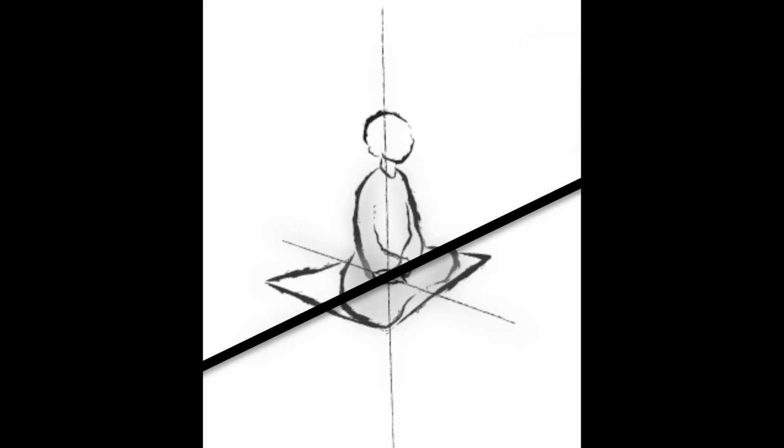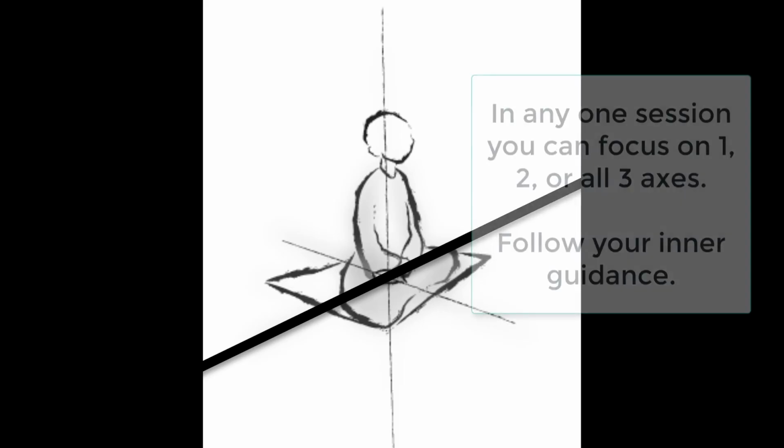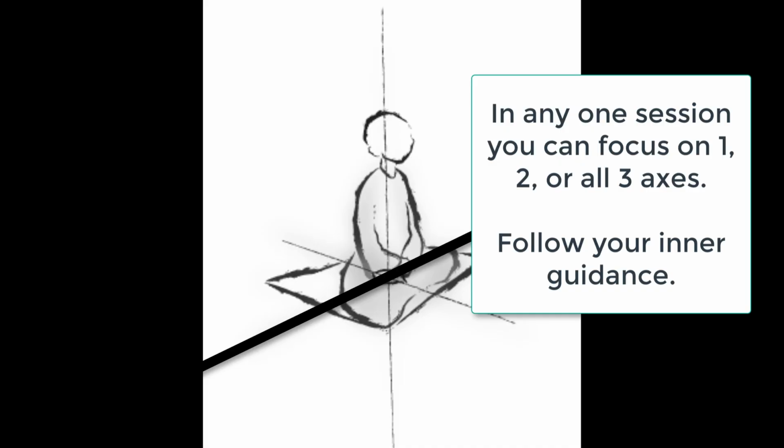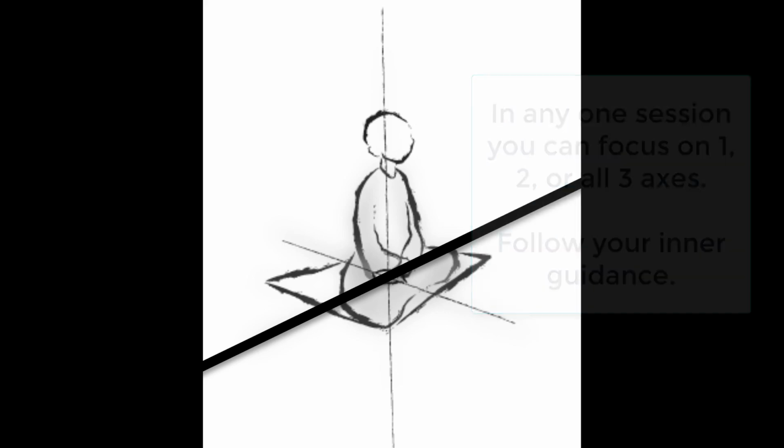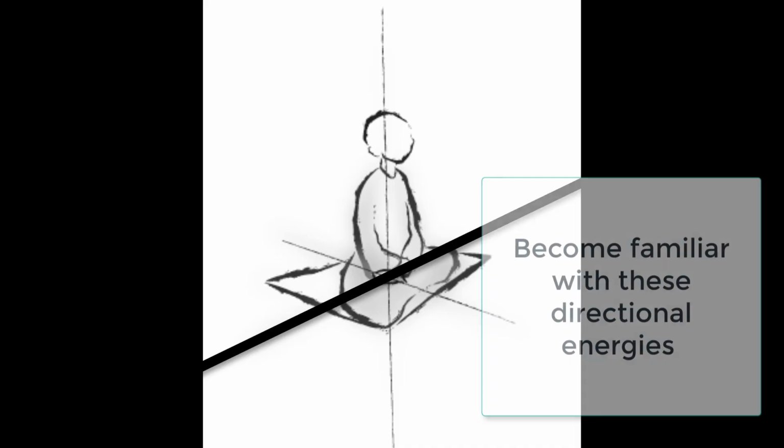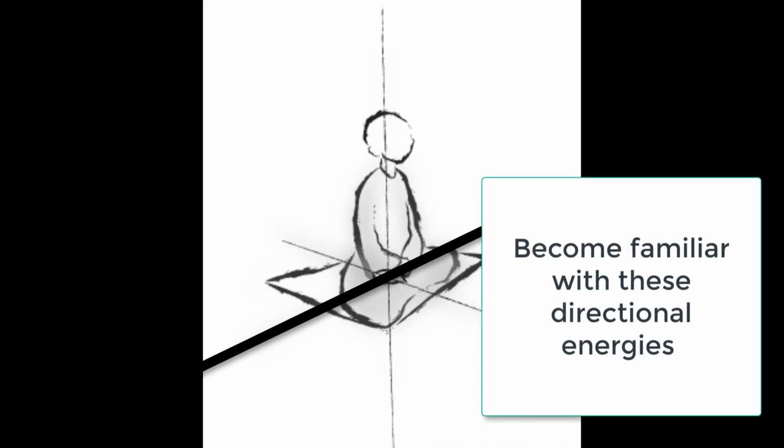And then when you come back later that day or the next day, if you want to do a different axis, you can do that. If you want to do two of them and feel their relationship to each other, you have a lot of freedom with this. And the idea here is for you to start to become familiar with these directional energies that live within your body and live within your consciousness. Start to bring them into your wakeful awareness. Start to become friends with them, and they will have many, many gifts to give you.